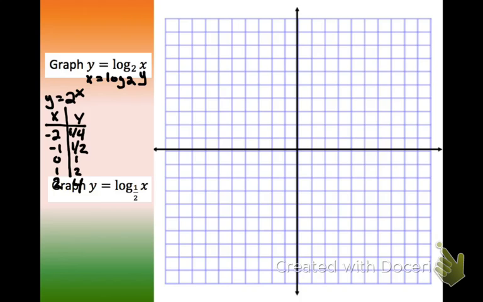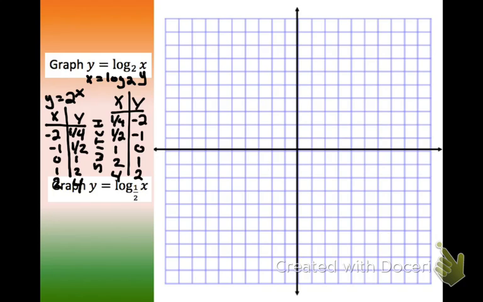So now we want to switch these to go back to our original function. So our x and y that we're going to graph are going to be 1/4 and negative 2. It's going to be 1/2 and negative 1. It's going to be 1 and 0. It's going to be 2, 1, and it's going to be 4, 2.